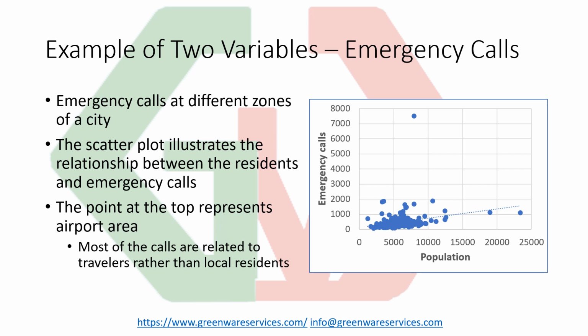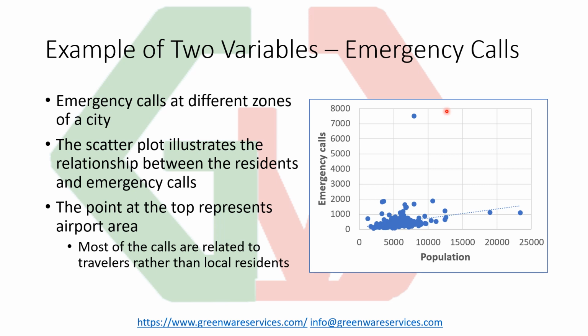Let's move to another example: emergency calls in a city. This scatter plot illustrates the relationship between local residential population and emergency calls. The x-axis represents the population, and the y-axis represents the number of emergency calls. We can see clearly that most of the calls are less than 2,000. Only this one at the top has over 7,000 emergency calls.